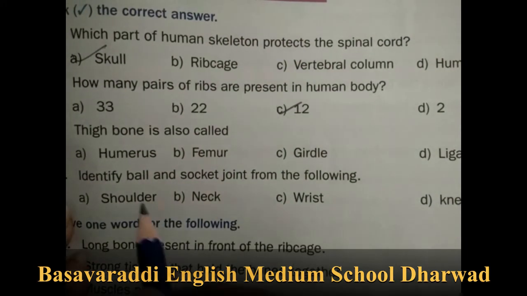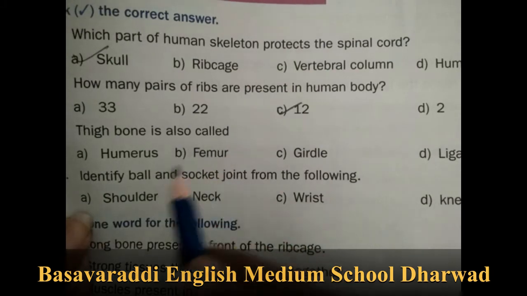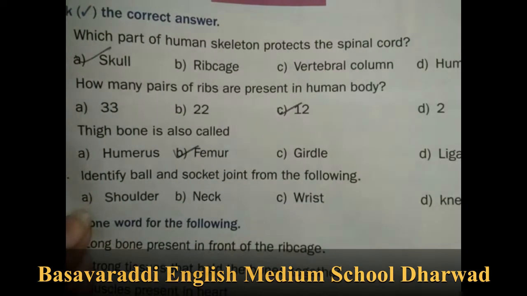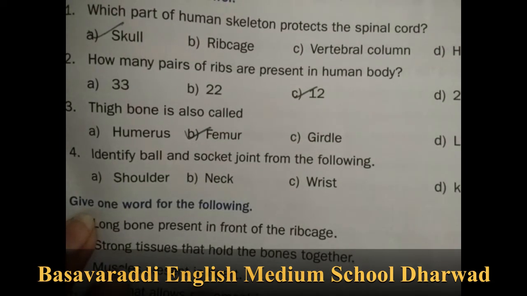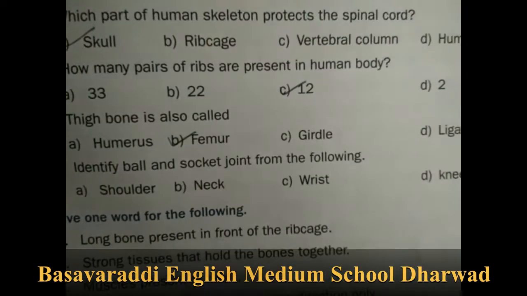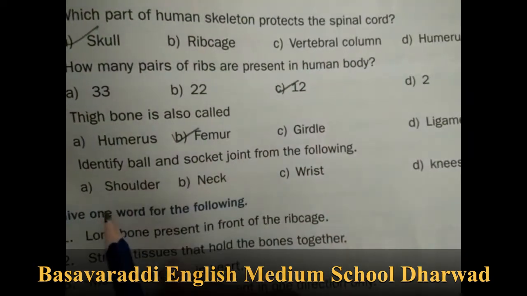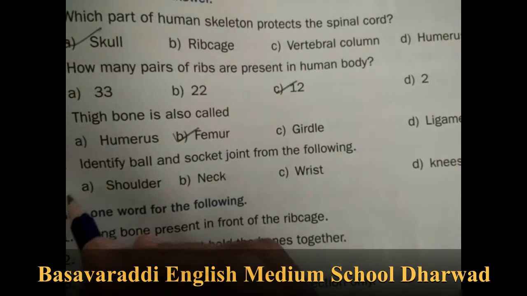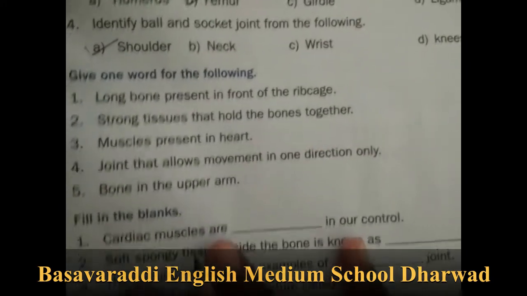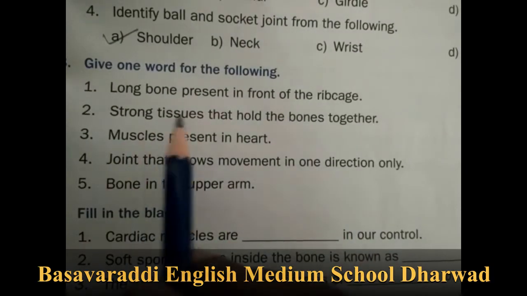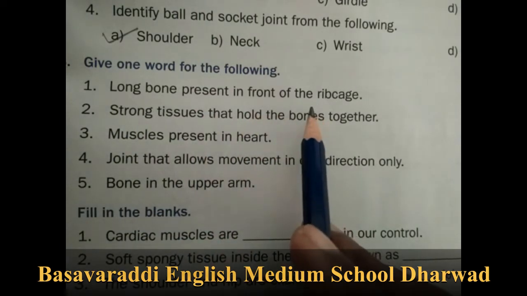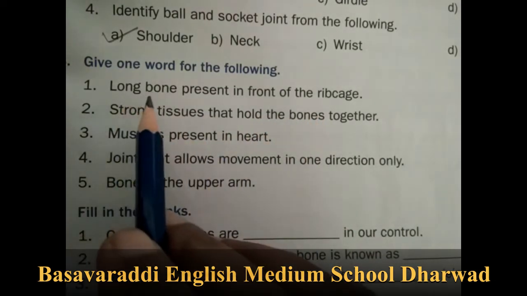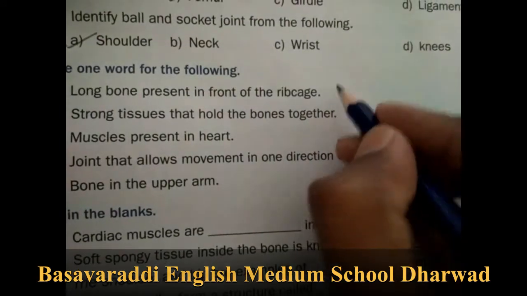Third one, thigh bone is also called femur. Fourth one, identify ball and socket joint from the following. That is shoulder. Next, the B question, give one word for the following. Long bone present in front of the rib cage. That is the sternum. Okay, write the sternum.